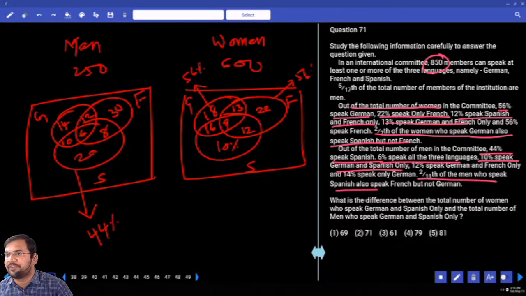100% is nothing but what? 250. Once you fill this diagram, the questions are very easy for you. Are you clear?